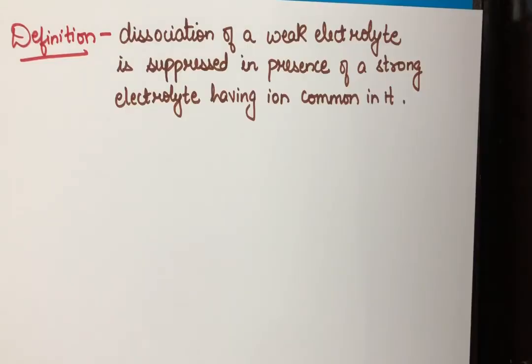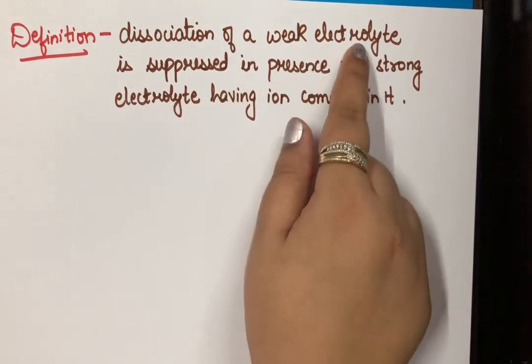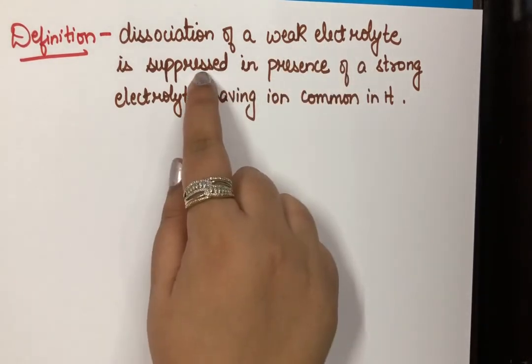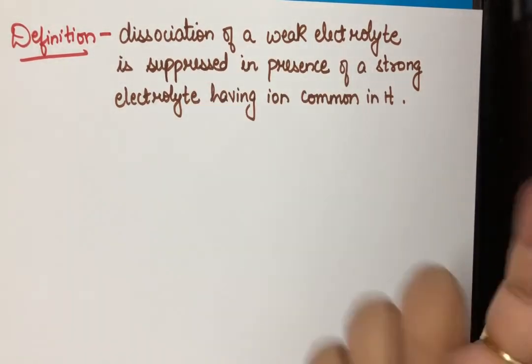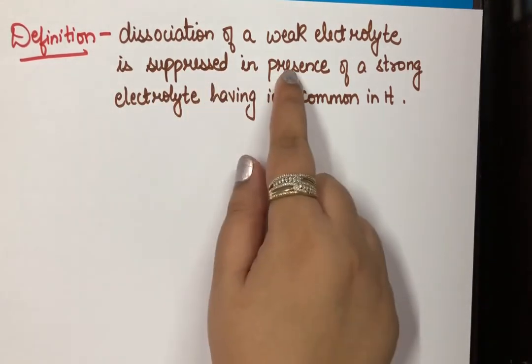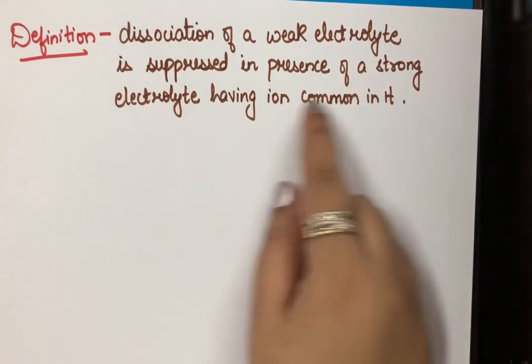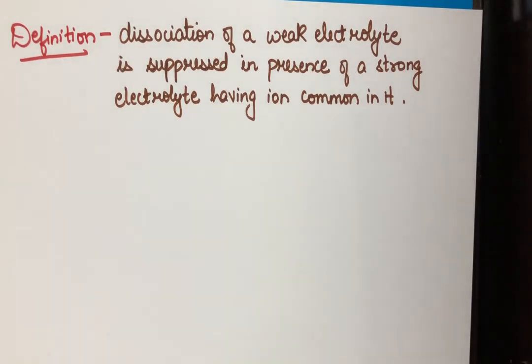Now let's quickly define again what the common ion effect is. It is the dissociation of a weak electrolyte being suppressed even more. A weak electrolyte already dissociates less. Now it is suppressed even further in the presence of a strong electrolyte which has a common ion in it. I hope now it is clear.